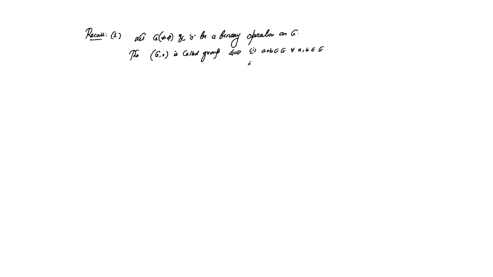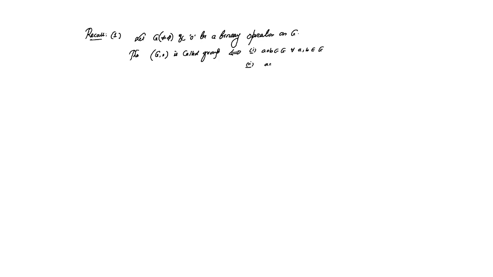Let G be a non-empty set and let ∘ be a binary operation on G. Then G with this operation is called a group if it satisfies the following conditions. The first one is a ∘ b belongs to G for all a, b belongs to G. This property is called closure.